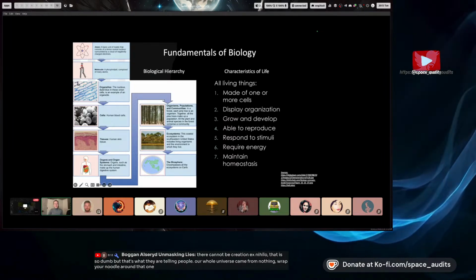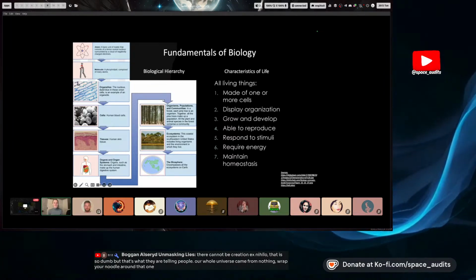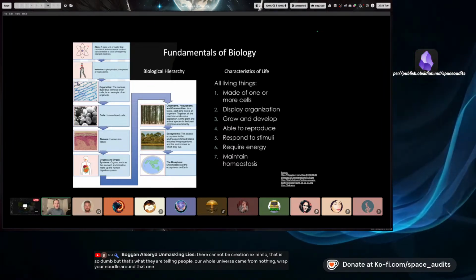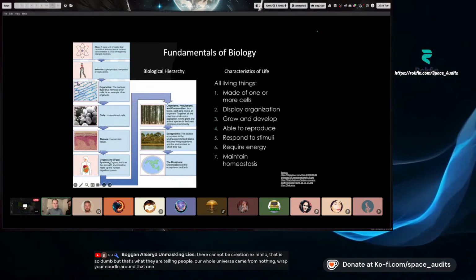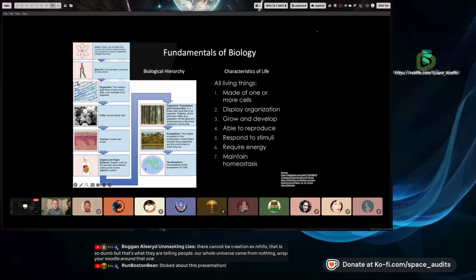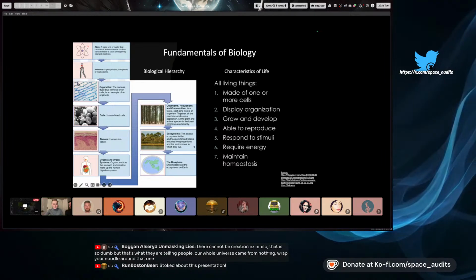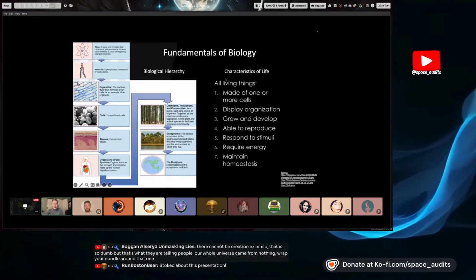Okay, so now the fundamentals of biology. Biology has a hierarchy called the biological hierarchy. You start at an atom and move up to molecules, organelles, cells, tissues, organs, and so on and so forth until you get to the biosphere of the Earth. And here are the characteristics of life on the right side. All living things need to have these characteristics.